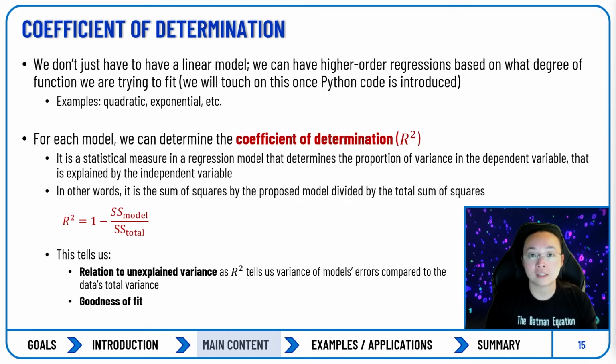But all of it doesn't matter if we don't know how to define the goodness of fit of that model. So that's why we have to introduce the coefficient of determination. So what is it? It's a statistical measure in a regression model that determines the proportion of variance in the dependent variable that's explained by the independent variable. This doesn't really help with the explanation, so we have to look at the mathematical definition to figure out a better explanation for this.